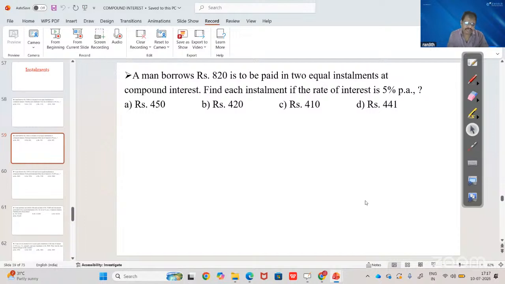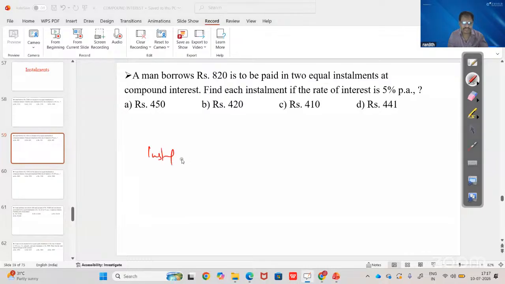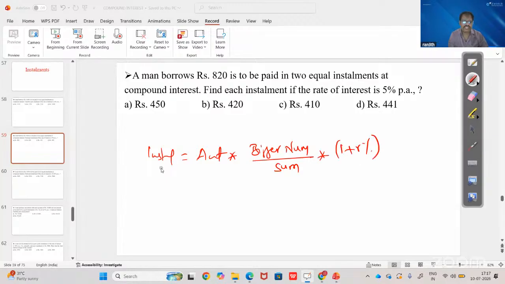So what is the other method to find this? The other formula is: installment is equal to amount into bigger number, divided by sum into 1 plus R percentage. We need to find each installment. The amount is 820 rupees. What is the bigger number? What do we mean by sum? Here R percentage equal to 5 percentage. 5 percentage is 1 by 20.